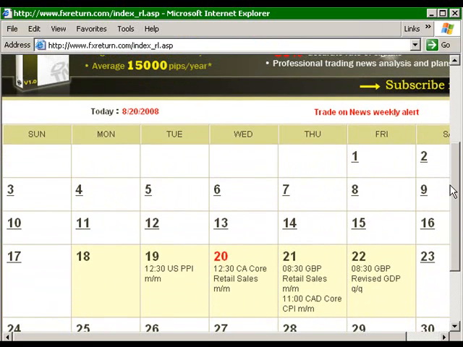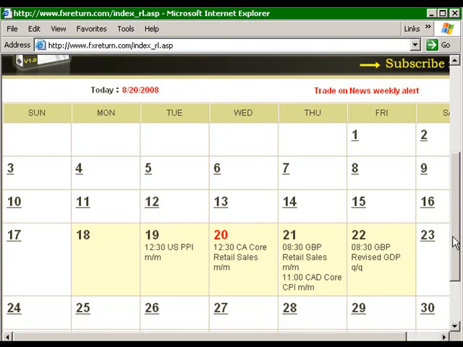When we take a look at the economic calendar for the coming week, very quiet news events this week, but tomorrow at 8:30 GMT, 4:30 a.m. East Coast time, we have the retail sales figures month over month out of the UK, followed up by our 7 a.m., 1100 GMT figures out of Canada, the core CPI month over month. Next, we have Friday's 8:30 GMT, 4:30 a.m. news out of the UK, the revised GDP quarter over quarter.